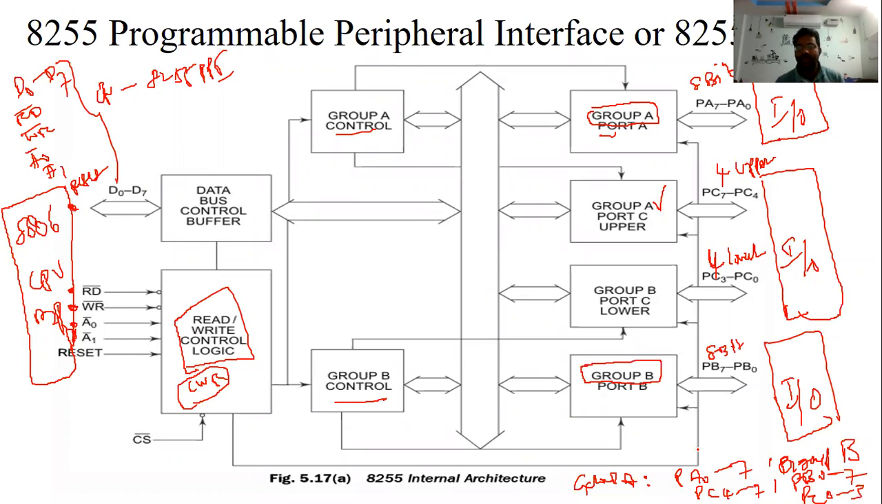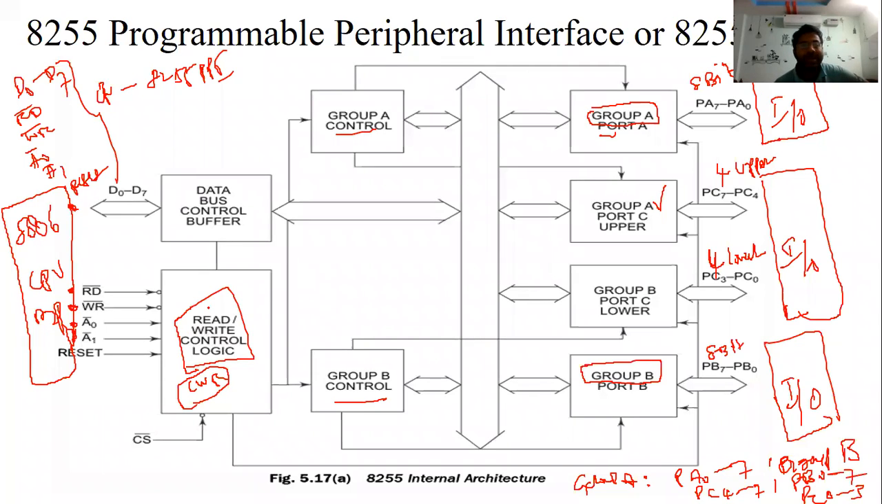You have the group A ports as well as the group B ports. Who can control all these groups? The groups are controlled by the read and write control logic, so group A control logic as well as group B control logic. The read and write control logic sends the information to group A control and group B control. Group A control is controlled by port A, PA0 to PA7, and port C, PC4 to PC7. Group B control logic is controlled by group B, port B PB0 to PB7 and port C PC0 to PC3. Okay, this is the architecture of the 8255 PPI.